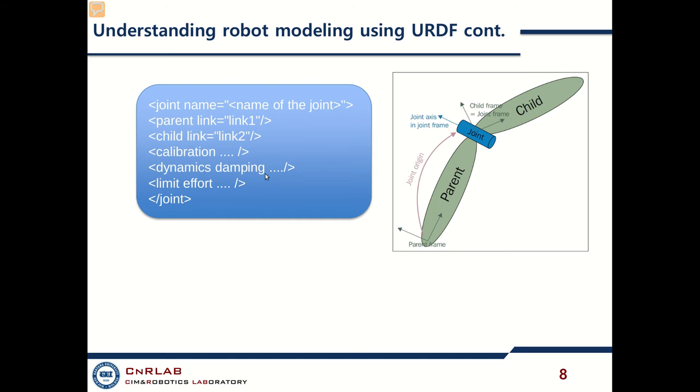A URDF joint is formed between two links. The first is called parent and the second one is called child. Here is the following illustration of a joint and its links.